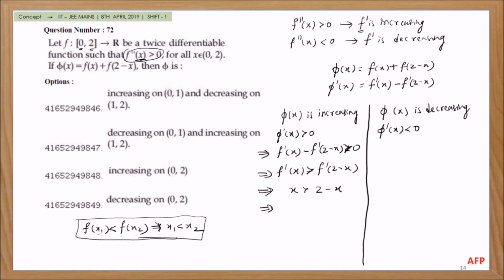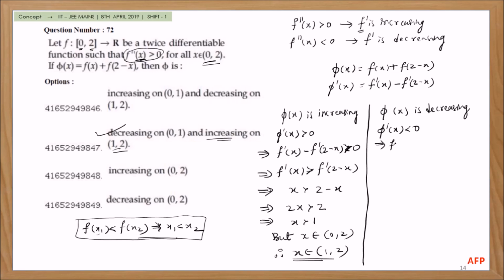Now, 2x is greater than 2. This implies x is greater than 1, but you know x belongs to the open interval 0 comma 2. Therefore x belongs to 1 comma 2. So psi of x is increasing in this interval. So this option you can directly take, or else you can check the other case too, not a problem.